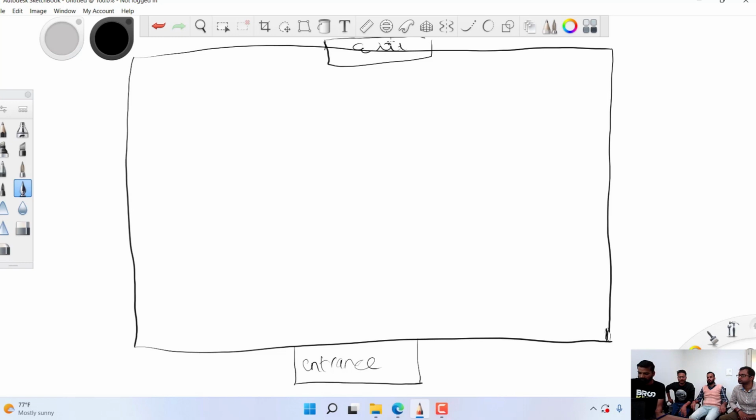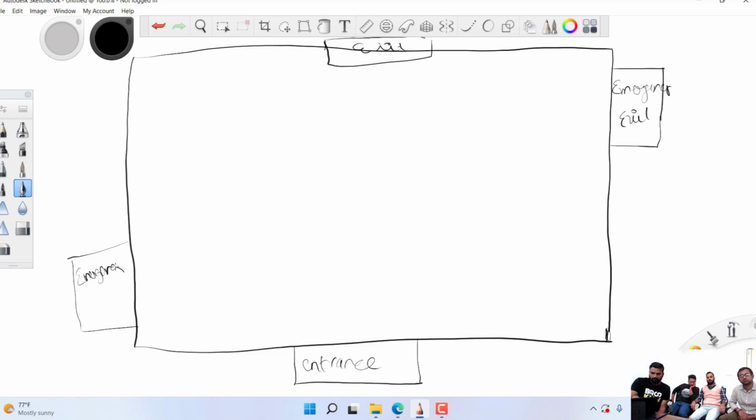So first of all, we need to have multiple exits. So we have one emergency exit here. We can have this one. Yes, this other one. Yes. This is our second emergency exit.